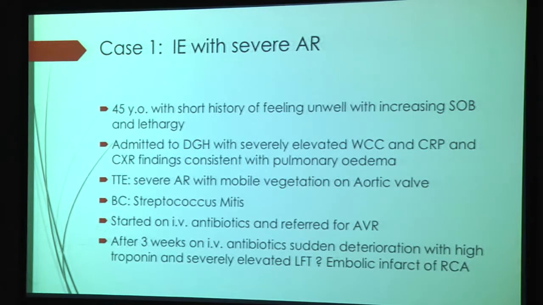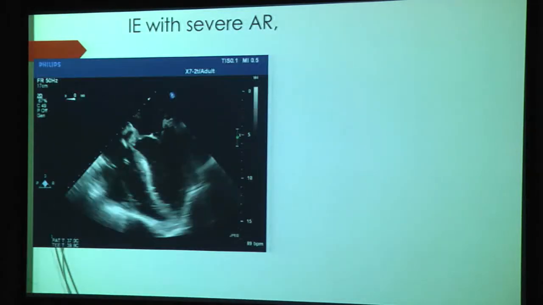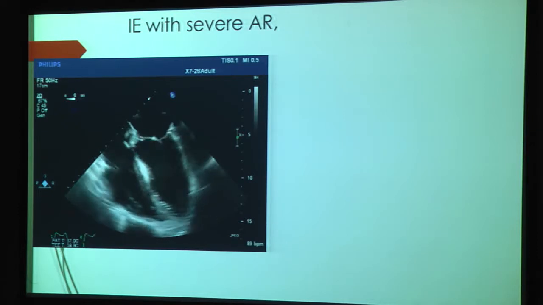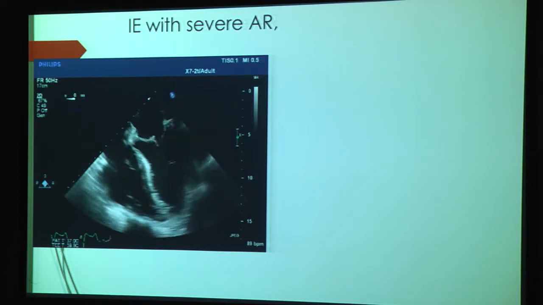However, the patient deteriorated acutely after 3 weeks and went into heart failure and showed ECG changes and troponin rises, and the idea was that possibly the patient suffered an embolic infarct from the vegetation into the right coronary artery. This now facilitated surgery at a much more rapid rate, so the patient was rushed to theatre, and we started doing a TOE intraoperatively. So we're starting with a 4-chamber view.